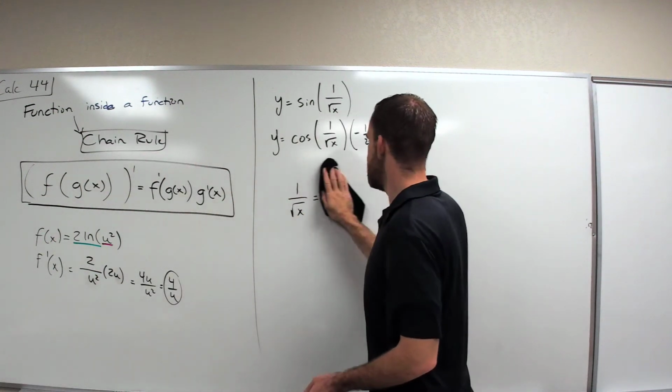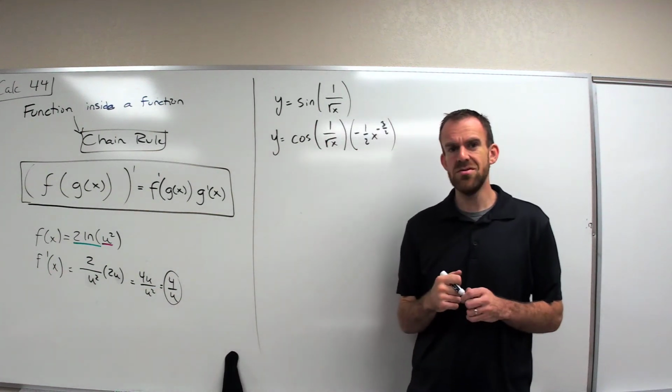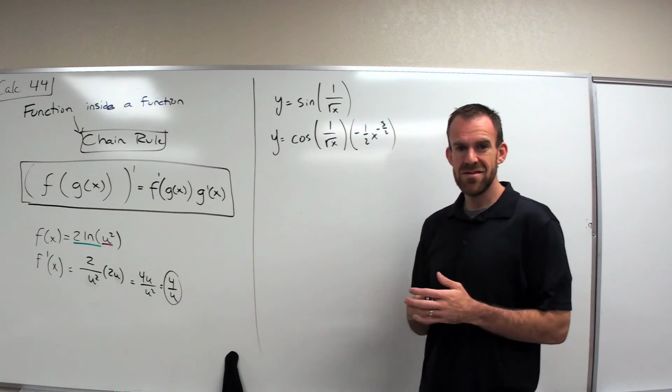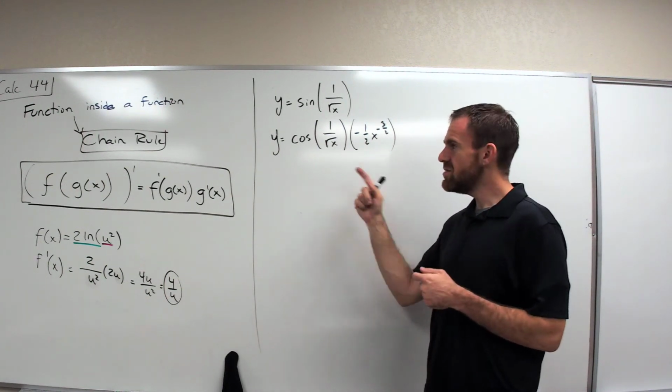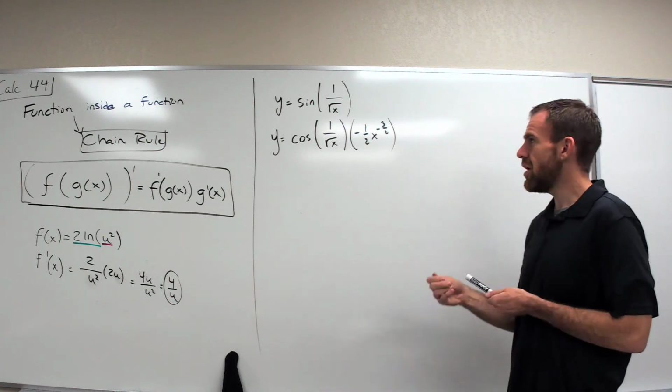It's not horrible. It actually is a lot easier than you having to go through all the trouble of u substitution, making this u, then you get the same answer. Okay? So use the chain rule, just remember that, and it will speed up your derivative taking process.